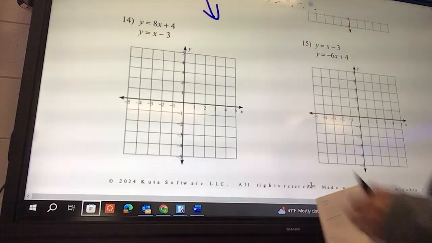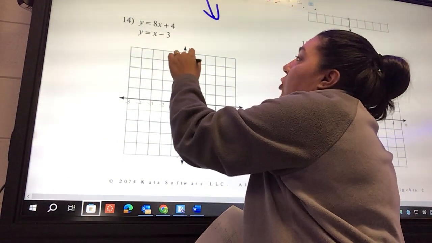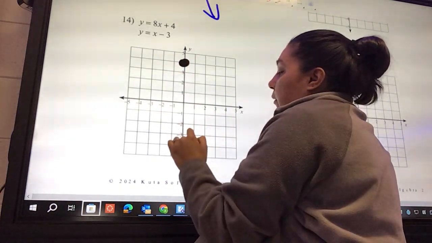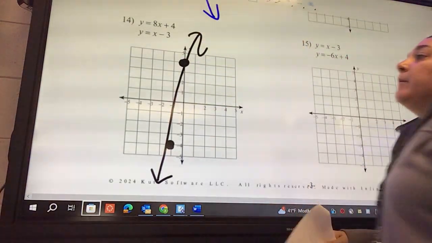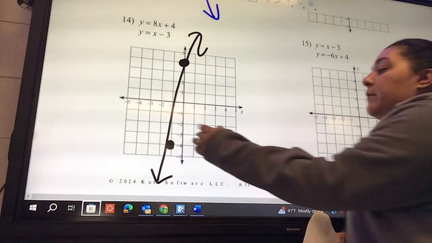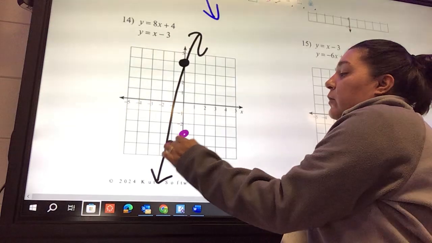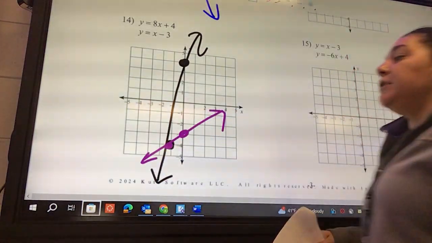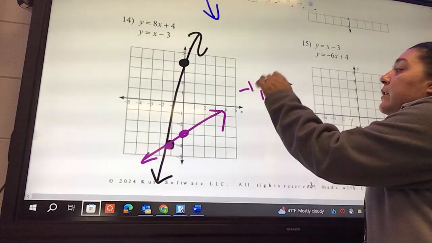Okay, number 14, it starts out at 4, and my slope is 8/1. My second one starts at -3, and it goes up 1/1 or down 1/1. And again, use some common sense. If we keep going up 1/1, we're never gonna intersect, so we gotta try the down. And so this one's gonna be at -1, -4.